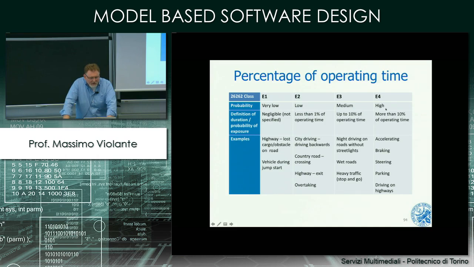Example of high probability, so high exposure, is accelerating, braking, steering, parking, driving on highways. But these are more probable. Every time you use the car, you accelerate. Every time you use the car, you brake. So if the operational situation is accelerating, braking, the associated exposure is very high. Okay? Is this clear?